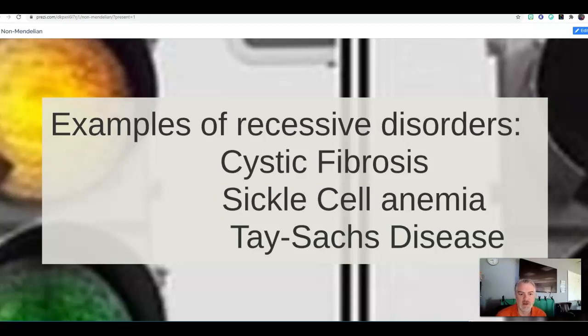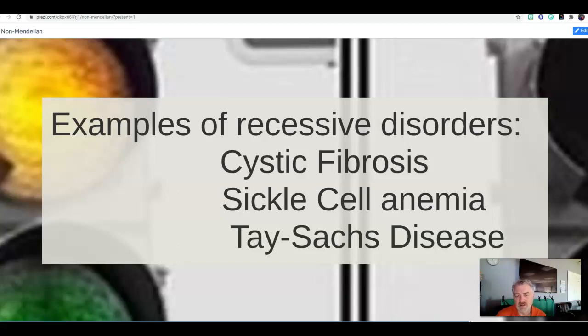They're more common because recessive disorders aren't going to go away, because you'll always have the opportunity or the possibility of having parents that are carriers of the disorder, and they're perfectly healthy, but they can pass that on to their children. Some examples here: cystic fibrosis is probably the most common of the genetic disorders, the recessive ones.